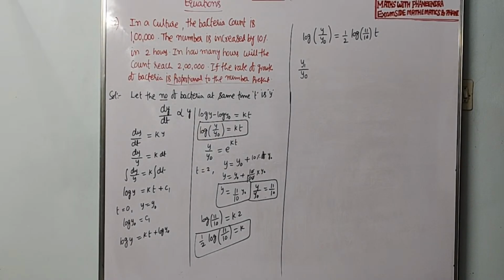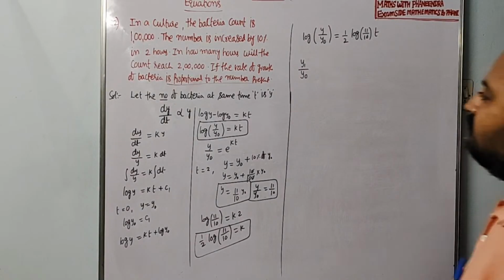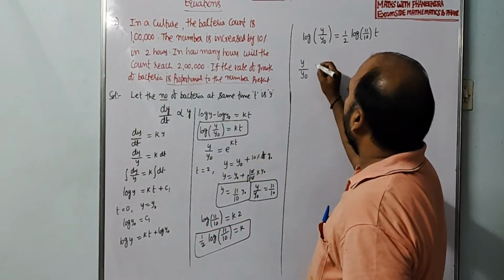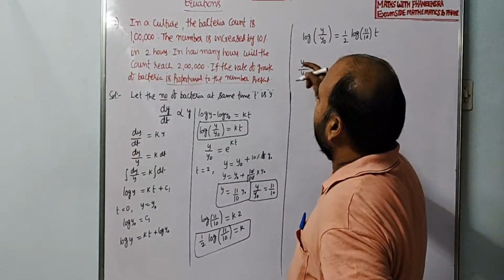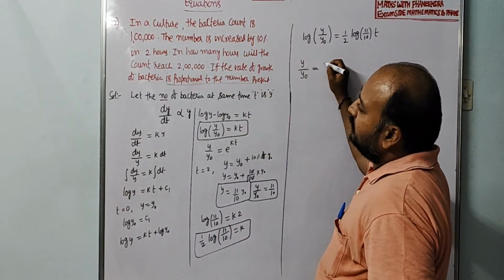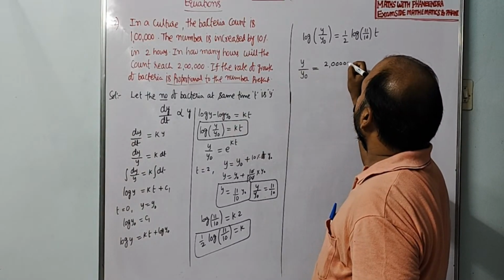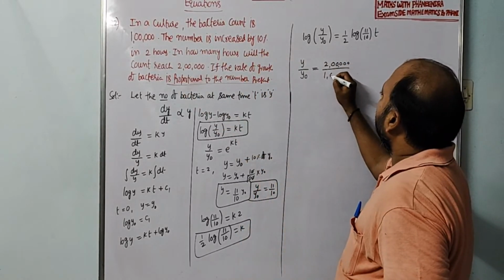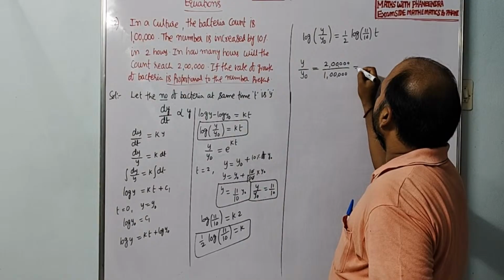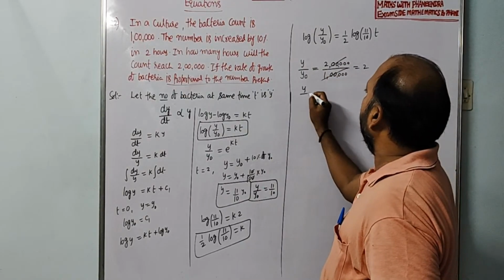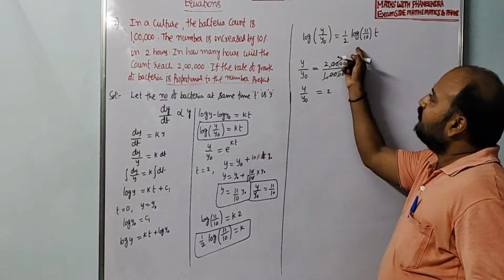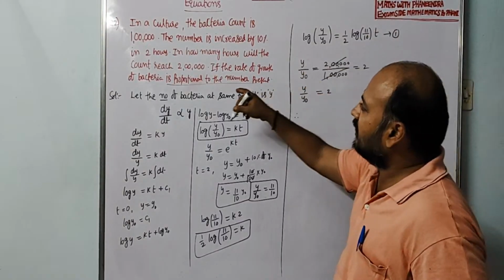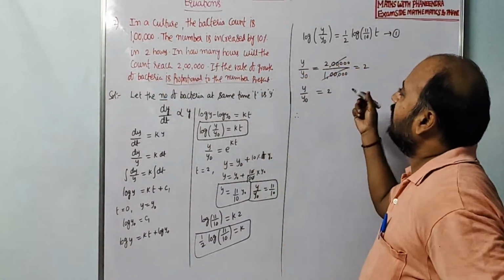So what we will do is, let the number of bacteria at time t be y. Y by y naught is how much it will be? The count reaches 2 lakhs divided by 1 lakh. Now the y value we are taking as the present one, so y by y naught is equal to 2. If you substitute this in equation number 1, the time will come.